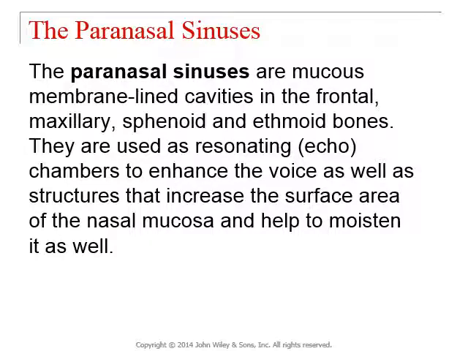So next let's talk about the sinuses. There are 4 bones that have the paranasal sinuses. These are going to be filled with mucous membranes. Very simply, these will help warm and also moisten the air as it passes from the nasal cavity down the trachea into the lungs. These also act as a resonating chamber to enhance the voice and also increase the surface area of the nasal mucosa through the nasal concha.